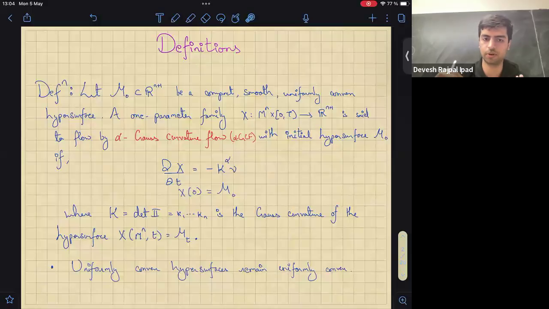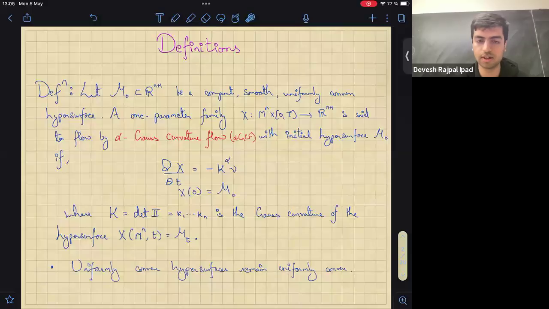So hypersurfaces are flowing inward, and at every point the speed is equal to the Gauss curvature raised to a power alpha. And since we are assuming uniformly convex, K is positive, which is the determinant of the second fundamental form, kappa 1 till kappa n. So we can raise it to a power. And in a suitable parametrization, this is a uniformly parabolic equation.